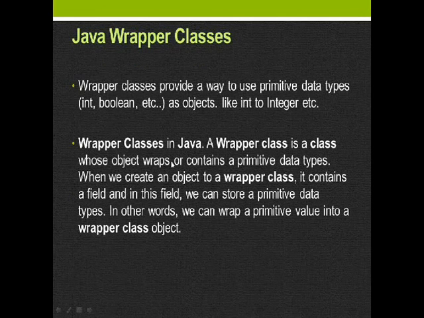Now, see once again, wrapper classes provide a way to use primitive data types, that is simple data types int, boolean, etc. as objects, like int to Integer. Here is the difference: small int to capital Integer, etc. A wrapper class in Java is a class whose object wraps or contains a primitive data type. That is, the encapsulation is done here.